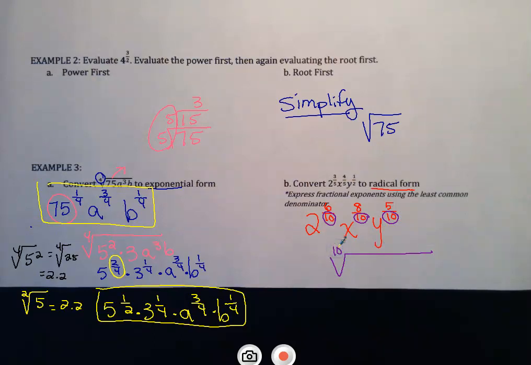okay, now we can write these in radical form. So it's going to be 2 to the 6th, x to the 8th, y to the 5th. And then 2 to the 6th we can simplify. Like, what is 2 to the 6th? We'd rather do the math on the numbers that we can. 64. All right, so this is going to be the 10th root of 64x to the 8th, y to the 5th.